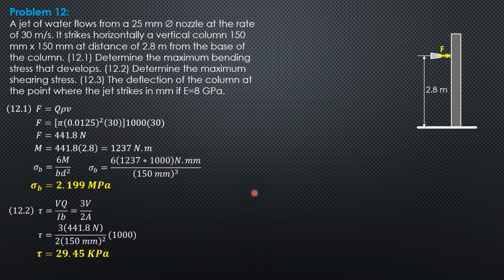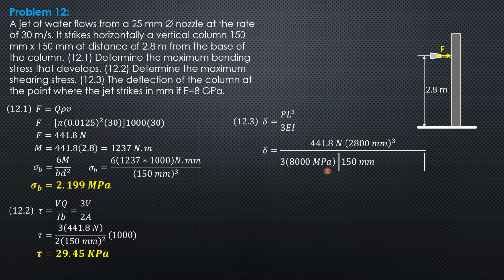Then finally, for the maximum deflection for a concentrated load at the end of a cantilever beam like this, PL cubed over 3EI. That's the formula for deflection. Recall from mechanics of materials or structural theory. So where P is F, 441.8 times 2800 mm quantity cubed, divided by 3 times 8000 megapascals. 8 gigapascals is 8000 megapascals or 8000 Newton per mm squared.